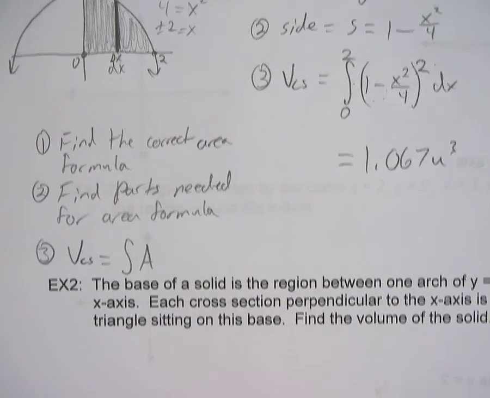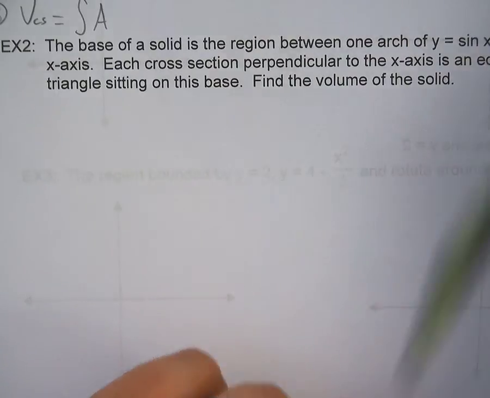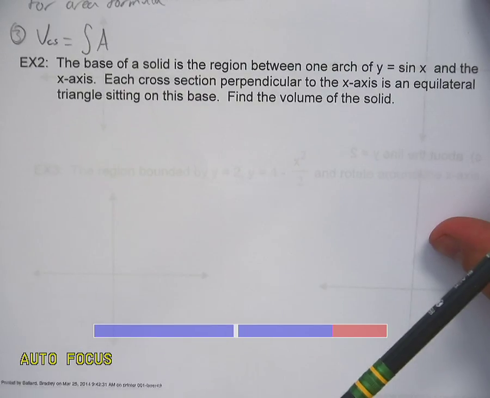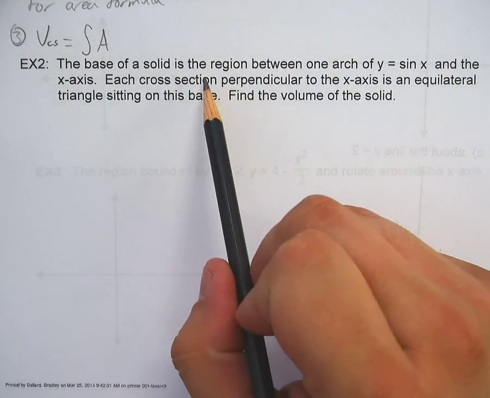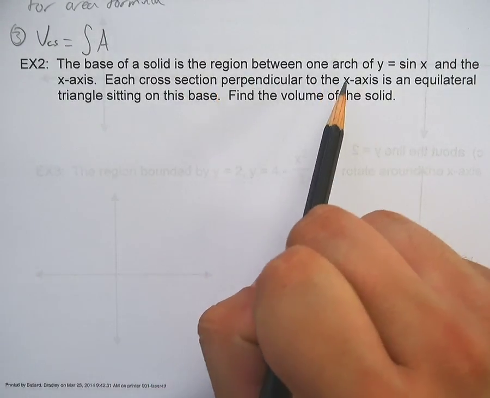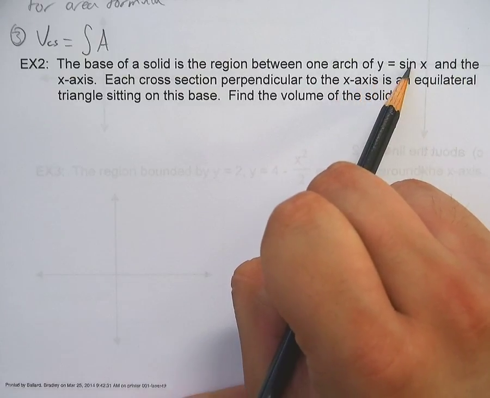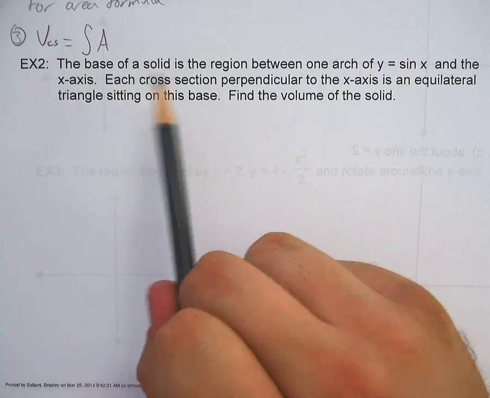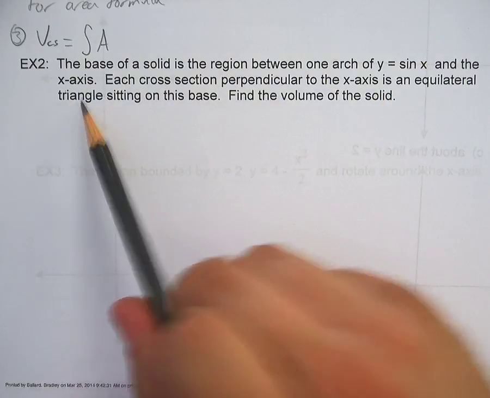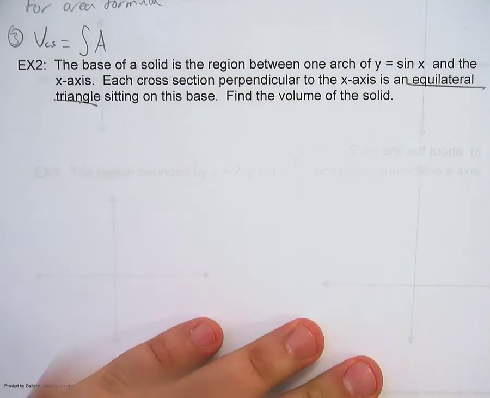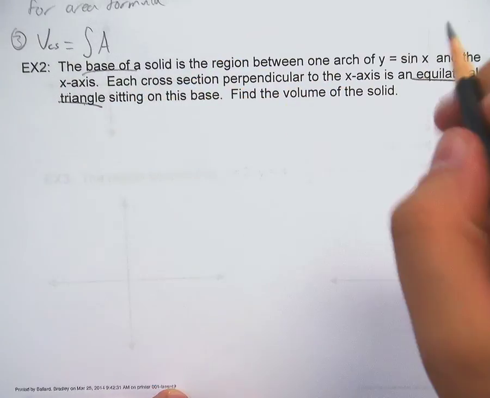All right, in the interest of time, let's see if we can make this go a little bit quicker. Down here, back up just a hair. The base of a solid is the region bounded between the arc of y equals sine x and the x-axis. Each cross-section perpendicular to the x-axis is an equilateral triangle. Ooh, fun. Equilateral triangle sitting on its base. The base is this guy.